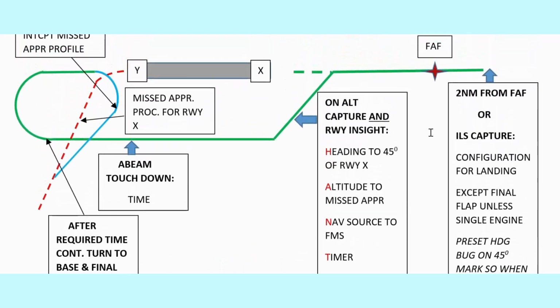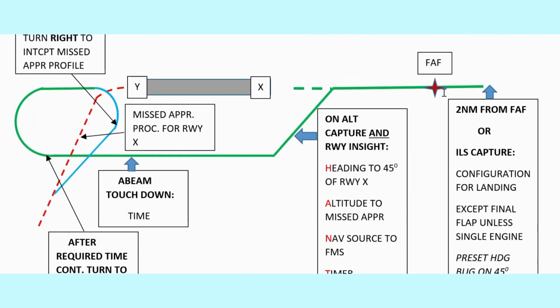As we now start descending, we are going to descend to the minimums for the circling approach. That's very important. You have set those minimums in your barometric settings on the PFD, and you've also set the minimums on your altitude select knob with alt sel. As you continue going down, you descend to those minimums.